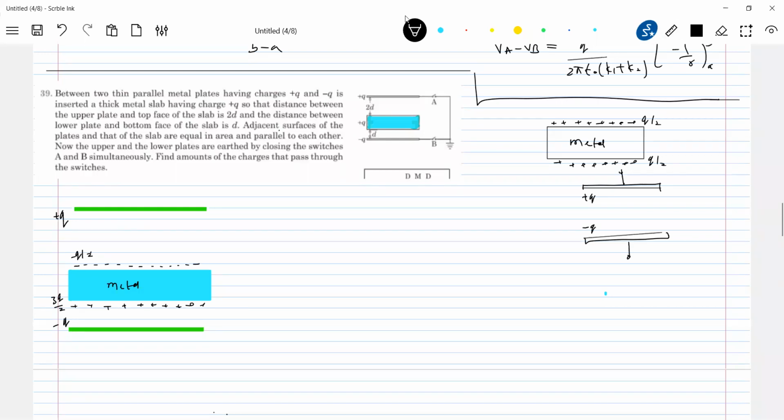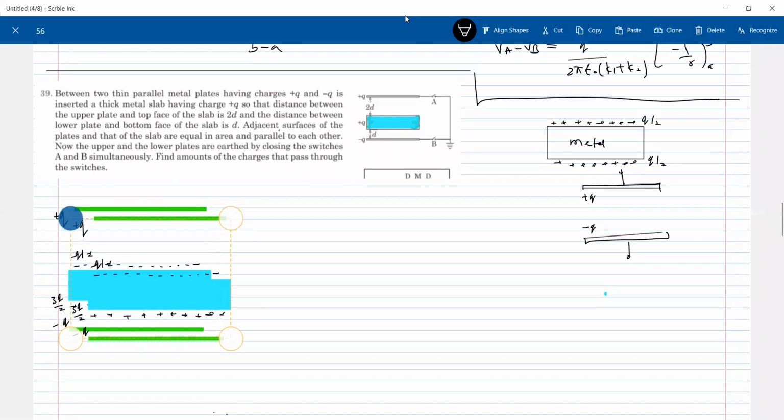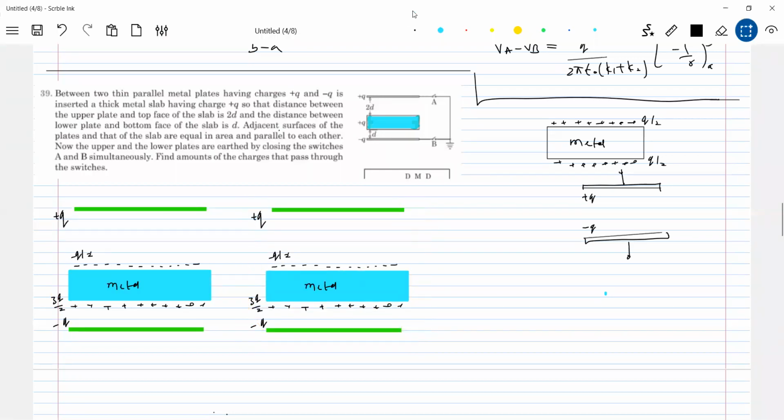I am going to close the switches. I'm going to earth these plates. The plates will now be earthed. I'm making some common earthing here. So I don't know what charges there will be. This is what we have to make a guess at. So I'll proceed like this.